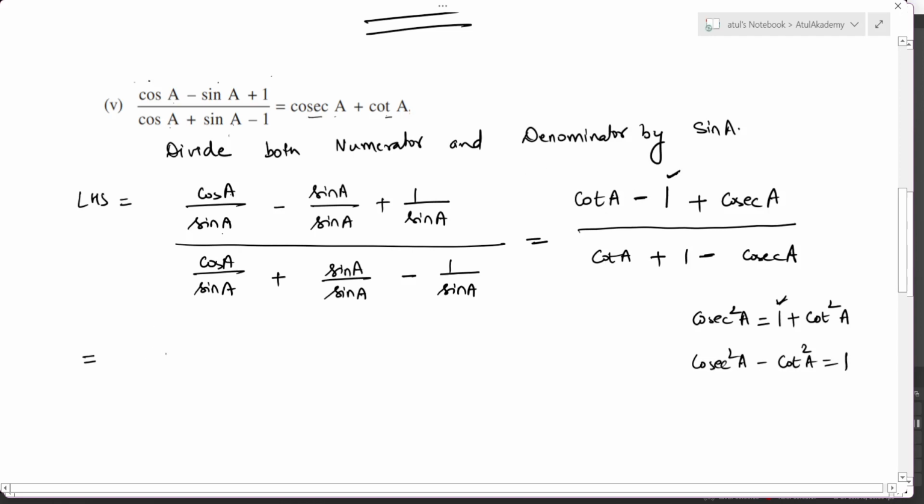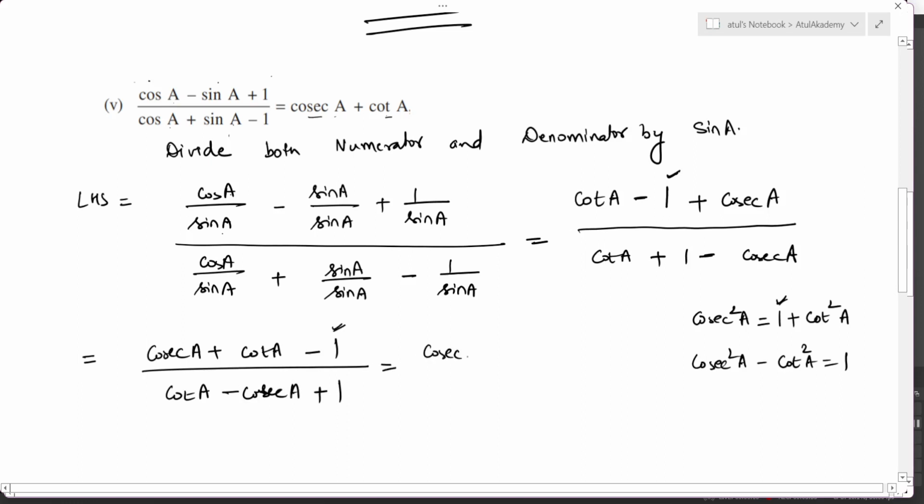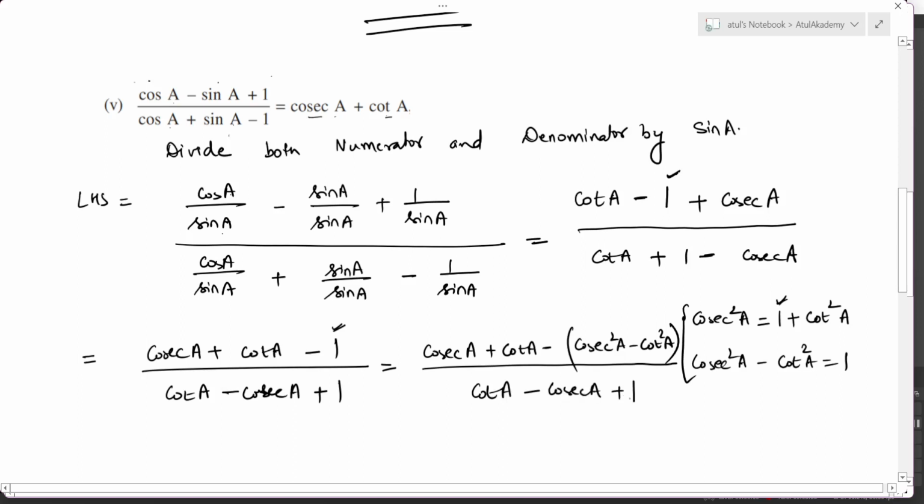I'll write it like that. I'll take cosecant A first. Cosecant A plus cot A minus 1. This I'll write like that only. Cot A minus cosecant A plus 1. Now I'm going to change, instead of 1, only in the numerator I'll change. Cosecant A plus cot A minus, instead of 1, I'll use this thing. Cosecant square A minus cot square A divided by cot A minus cosecant A plus 1.